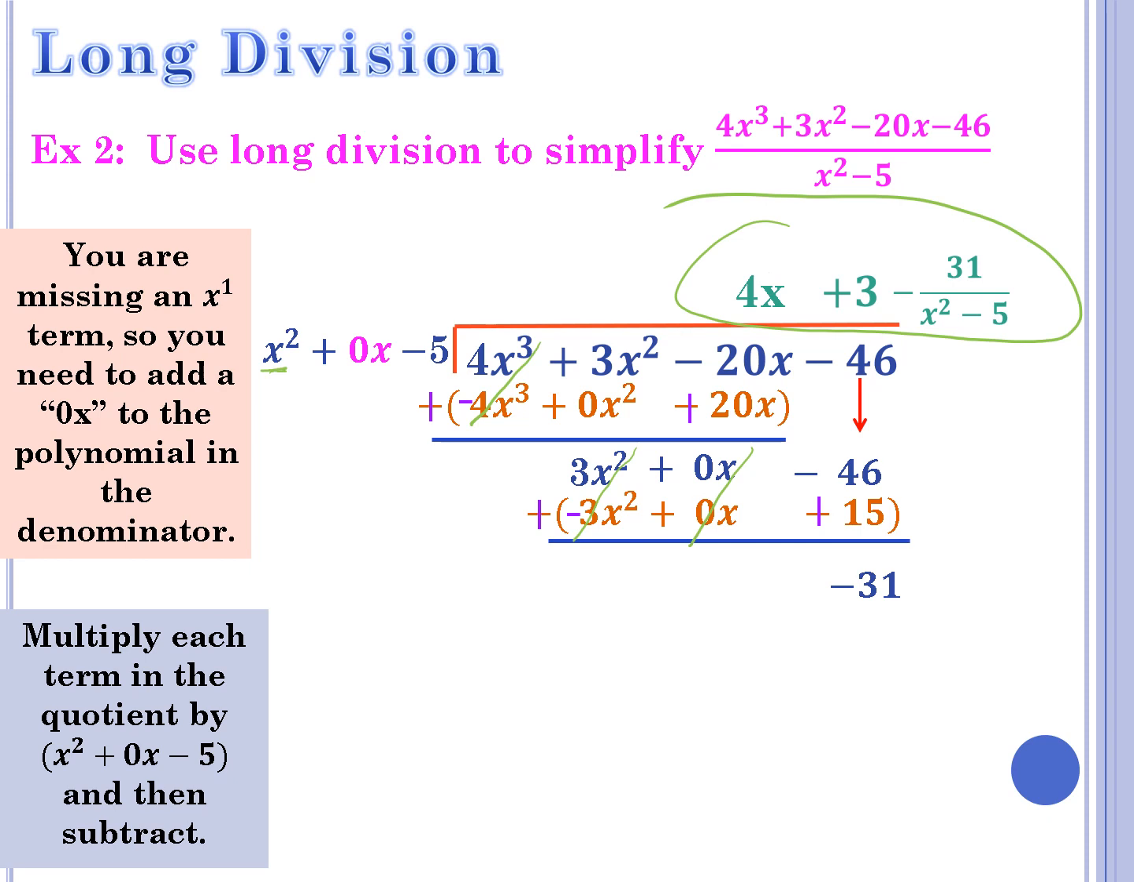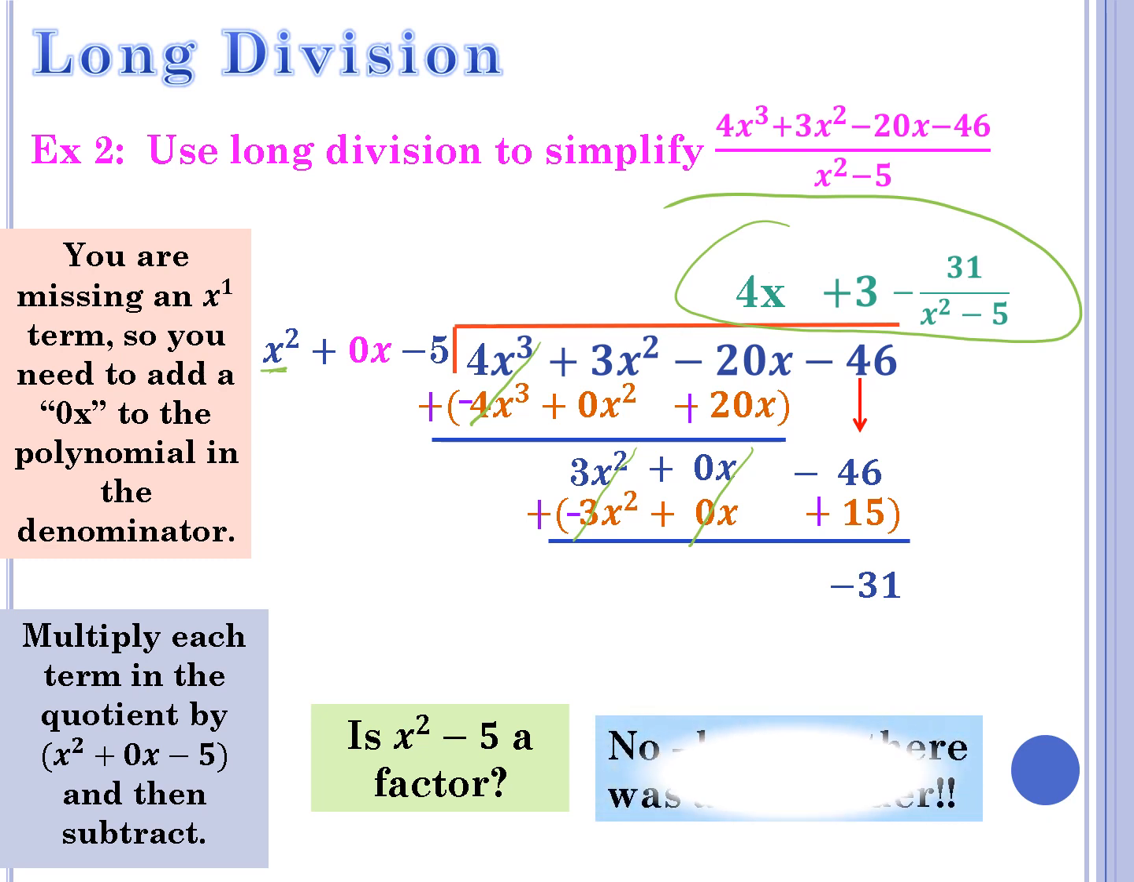Now, could I say that x squared minus 5 is a factor? Well, remember, to be a factor, you can't have a remainder. Did I have a remainder? Yeah. So I can't say that x squared minus 5 is a factor of that polynomial because there was a remainder.